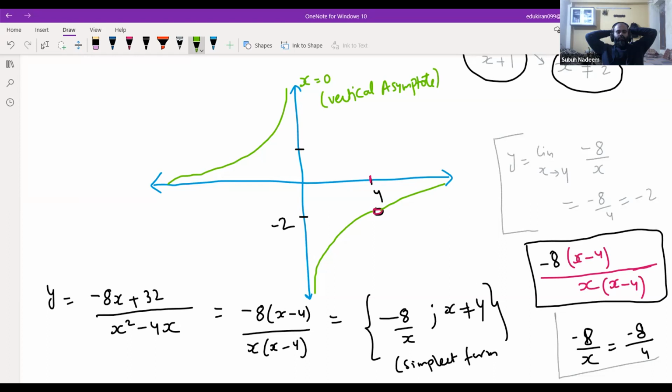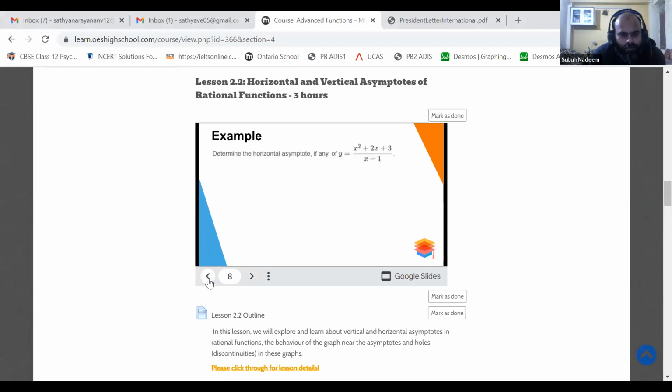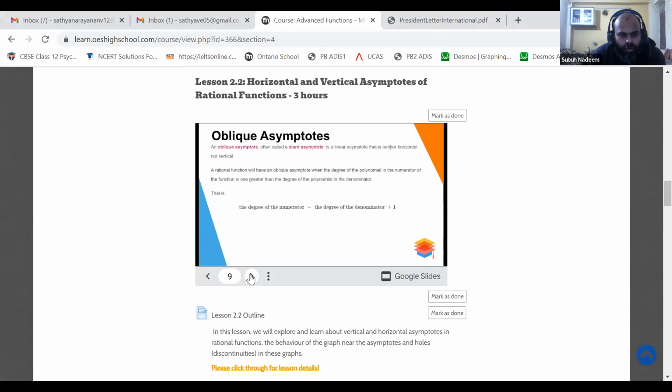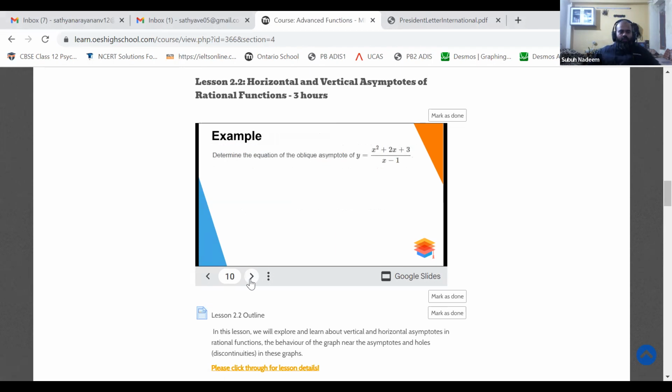Yeah, done, sir. Okay. So I think let's see what is more, but we won't be able to do more. Let's see. See this, sir. One slide. Okay, two. Horizontal and oblique asymptotes. Okay, so we have horizontal asymptotes, then oblique asymptotes.